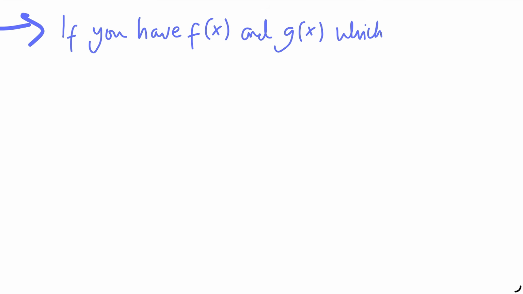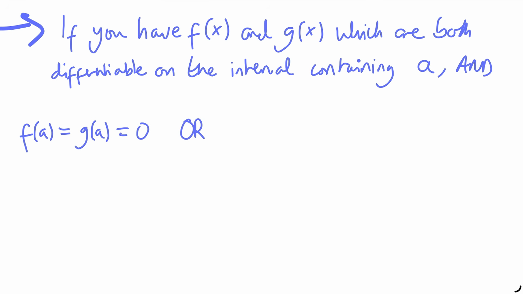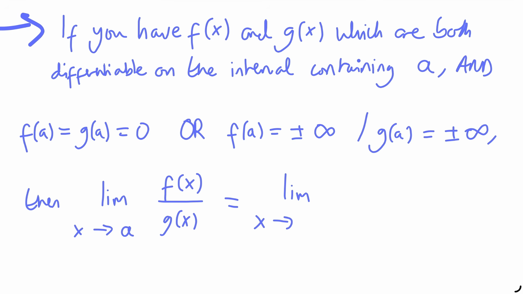What L'Hopital's rule actually says is that if you take two functions, f of x and g of x, which are both differentiable on an interval containing a, and f of a equals g of a equals 0, or f of a equals plus or minus infinity and g of a equals plus or minus infinity, then the limit as x approaches a of f of x over g of x is equal to the limit as x approaches a of f prime of x over g prime of x, provided this limit exists. Essentially, it allows us to evaluate limits in those cases where it doesn't look like it should be possible.